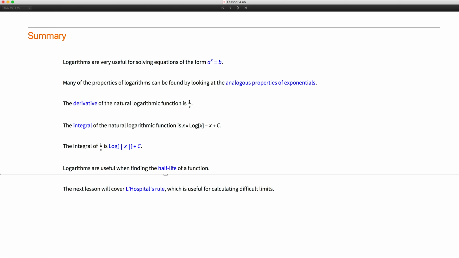So that's a brief introduction to logarithms, enough for us to now start talking about the so-called L'Hopital's rule, which we'll do next time. So I'll stop over here.